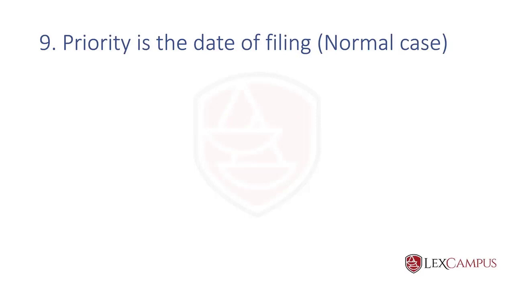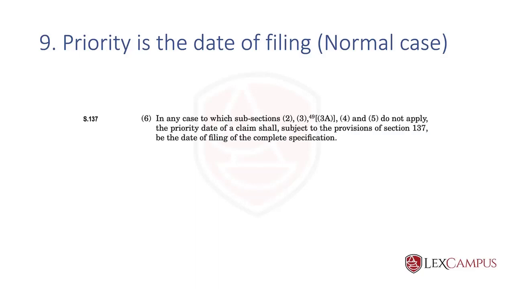The ninth thing that you'll have to remember, and this is the foundational or fundamental rule. It's a surprise that the foundational or basic principle comes down the line. In subsection 6, it gives you the rule. Everything that you have been seeing so far are the exceptions. Okay. Now here is the rule. In any case to which subsections 2, 3, 3A, 4 and 5 do not apply, which means where there is an earlier document and a later filed complete specification trying to take priority from that earlier document, in all those situations there was an earlier disclosure.